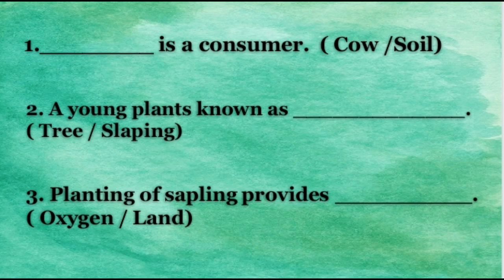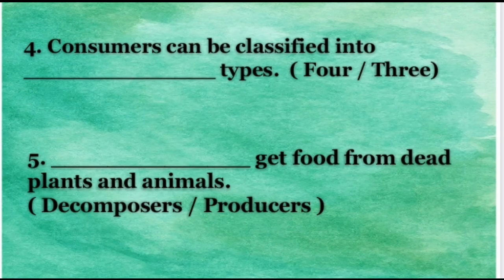Third one, planting of sapling provides dash, oxygen or land. The answer is oxygen. Fourth one, consumers can be classified into dash types, 4 or 3. The answer is 3. Fifth one, dash get food from dead plants and animals, decomposers or producers. The answer is decomposers.